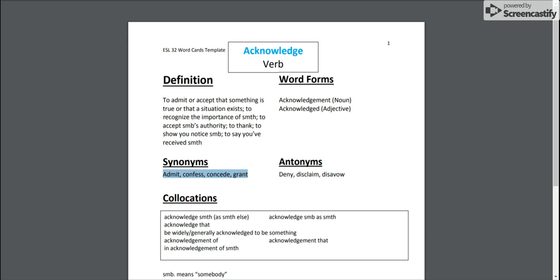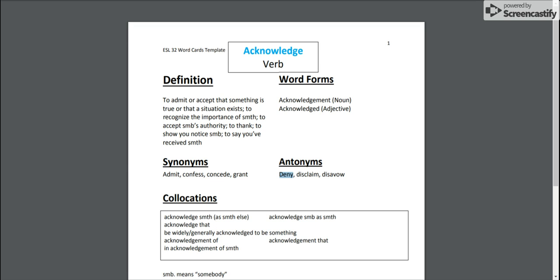And you can use dictionaries for that, okay? Antonyms. Antonyms are words that mean the opposite, okay? So acknowledge means to admit or to accept that something is true, or that a situation exists. And synonyms of that are to admit something, to confess, to concede, to grant. But antonyms are the opposite, deny.